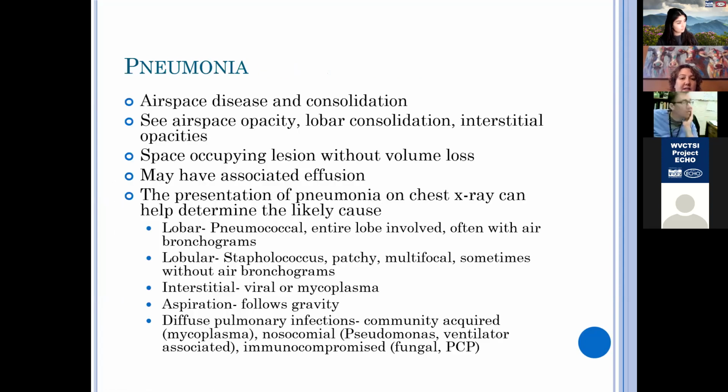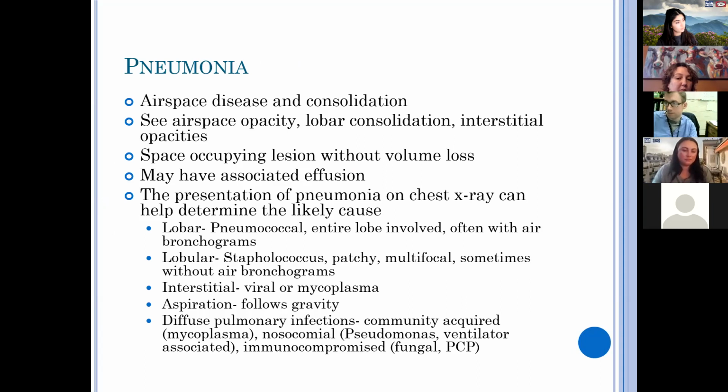So the next disease is pneumonia. With this, we're looking at an airspace disease and consolidation. You can see an opacity, a lobar consolidation, interstitial opacities. These are usually space-occupying lesions, which means they take up that space, but they don't cause loss of volume within the lung. There may be a pleural effusion or some fluid in the lung related to the pneumonia. And again, the presentation on the x-ray can help determine the likely cause.